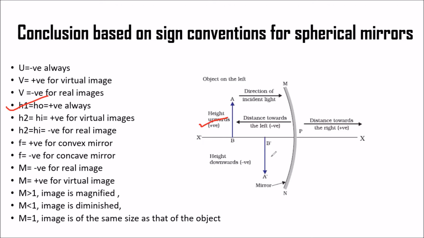Based on whether it's a real image or virtual image, if it is a real image, we will get h2 as negative. But if it is a virtual image, if it is forming on the right side vertically, then it is going to be a positive image, which is going to be virtual. Some more conclusions. When we talk about the focus of a convex mirror, we know a convex mirror forms a virtual image, virtual focus, and the virtual focus is going to be on the other side of the mirror, and that's why it is always positive. For a convex mirror, focal length is positive, whereas for a concave mirror, as it is a converging mirror, the focus is formed on the left side, so it's negative.